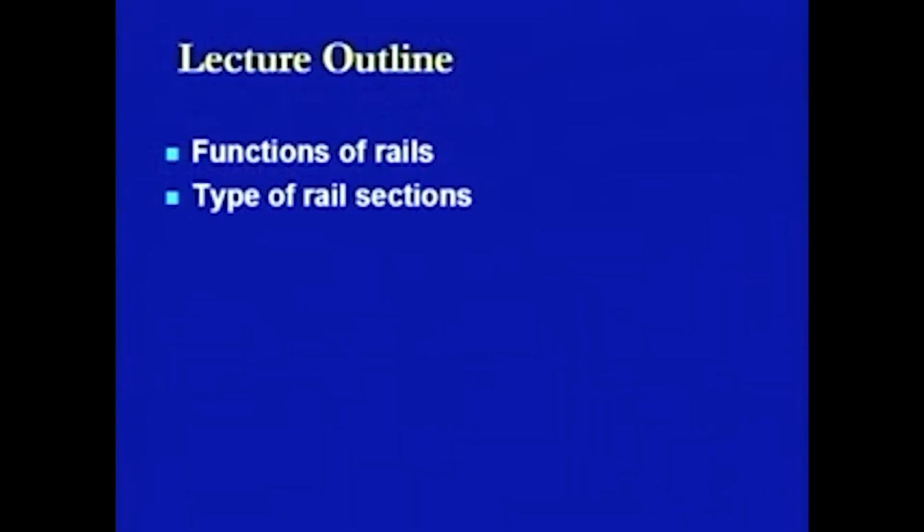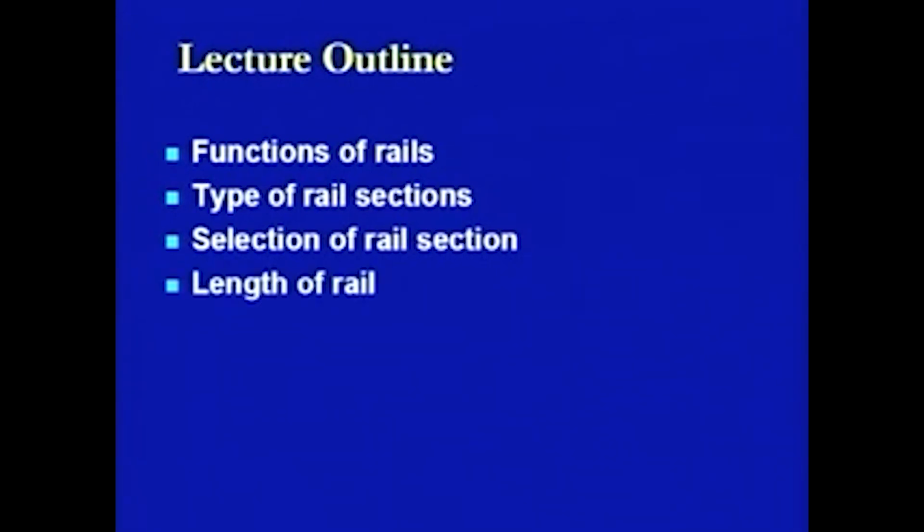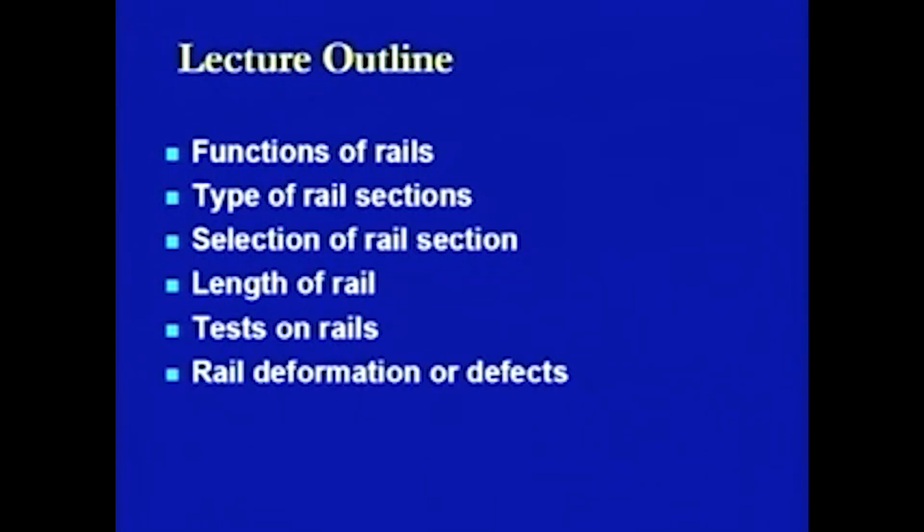Now, we are starting with the other aspect of the railways, that is the components of tracks. In today's lecture, we will be covering the aspects related to rails. Some of the aspects which will not be covered today will be covered in the subsequent lectures. In the rails, we will be taking the functions of the rails, the type of rail sections, the selection of rail section, the length of rail, the tests conducted on rails, and rail deformations or defects. These are the things which we will be taking up in today's lecture.